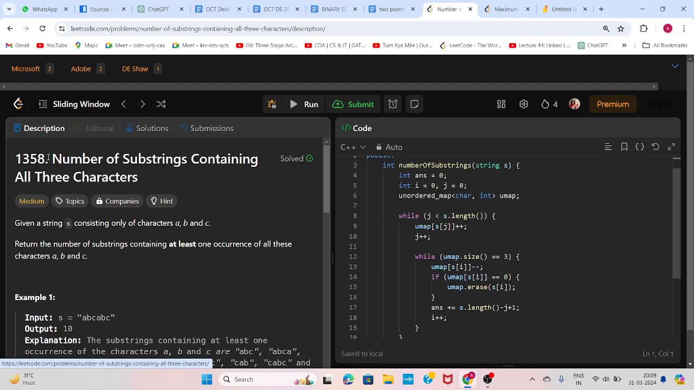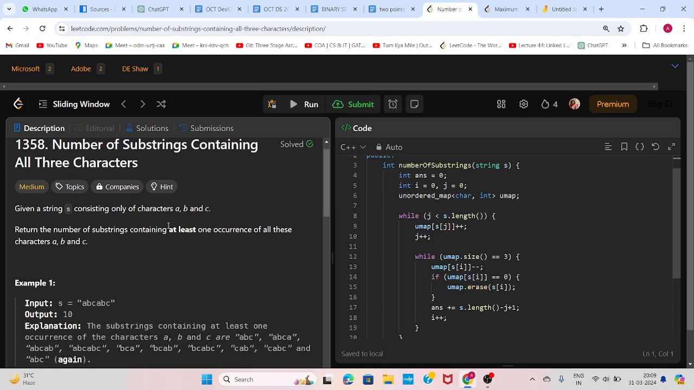From LeetCode: Number of Substrings Containing All Three Characters. We are given a string consisting only of the characters a, b, c. Return the number of substrings containing at least one occurrence of all these characters a, b, c. Basically, the string consists of only these three characters, the occurrences can be more than one, but it has only a, b, c. We have to return the number of substrings which have at least one occurrence of each of a, b, c.